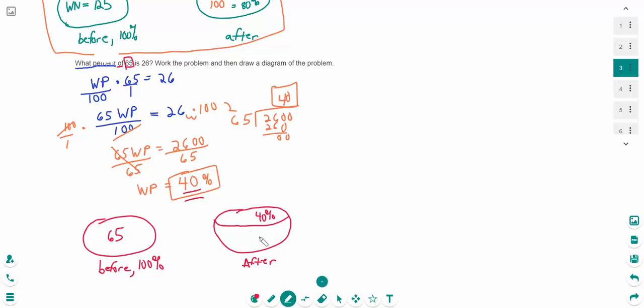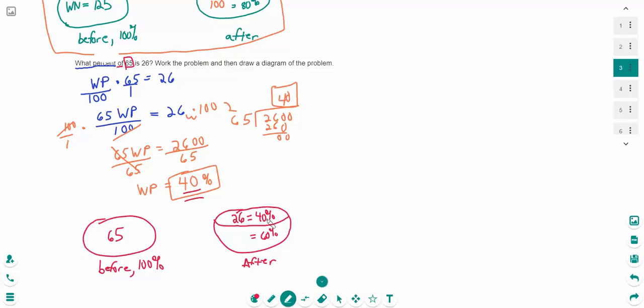Which then would mean, what's this part? If this is 40%, what's this part? 60%, right? Because they have to add up to 100. All right, so what is 40%? Well, the 40%, what did they say? This what percent, which is 40%, is 26. So 40% is 26.